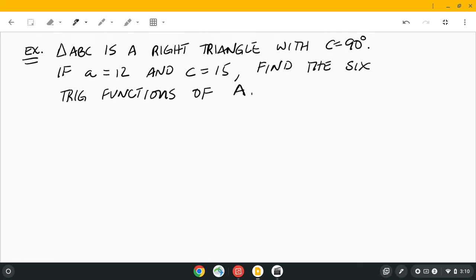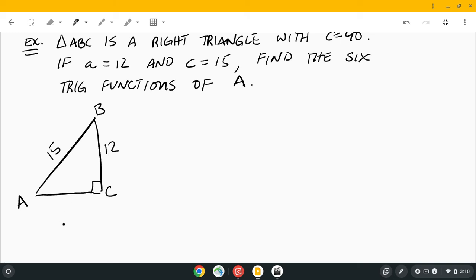Let's go ahead and draw this. They said C is the 90-degree angle. I'm just going to call this one A and B. Let's see, what else do we know? Side A is 12, and side A is always opposite angle A, so this is 12. C is 15, so the side opposite angle C is 15. Now we have to find the missing side.